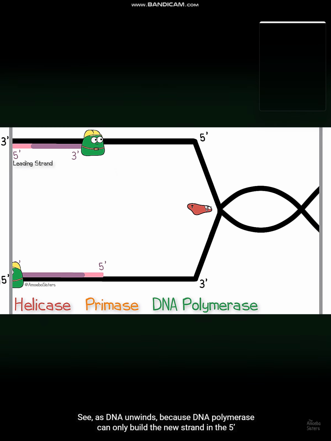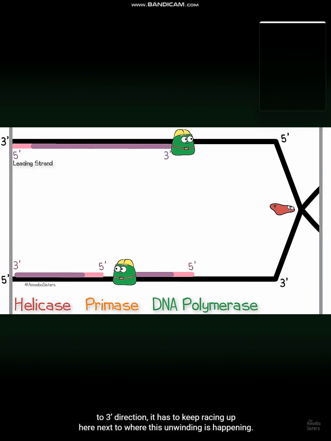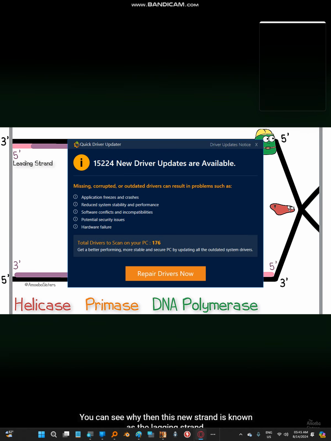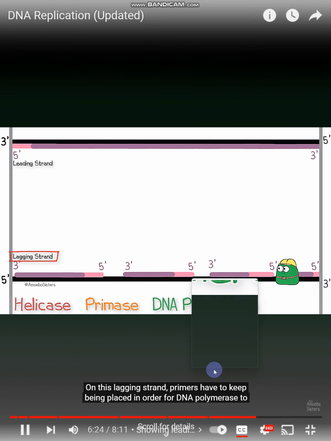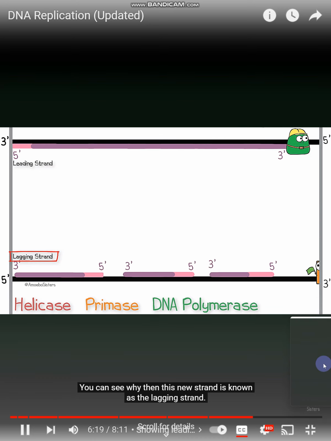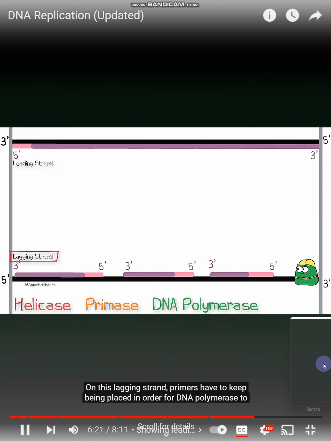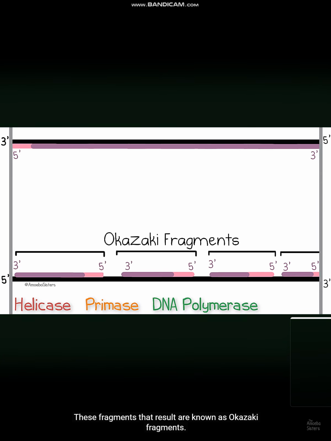See, as DNA unwinds, because DNA polymerase can only build the new strand in the 5' to 3' direction, it has to keep racing up here next to where this unwinding is happening. You can see why then this new strand is known as the lagging strand. On this lagging strand, primers have to keep being placed in order for DNA polymerase to build. These fragments that result are known as Okazaki fragments.